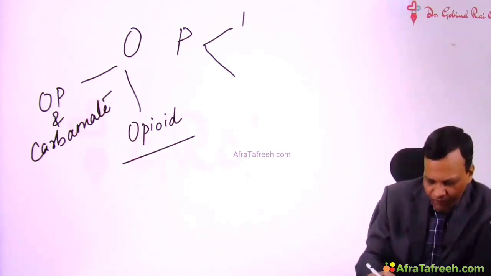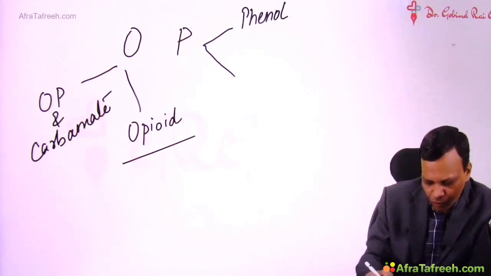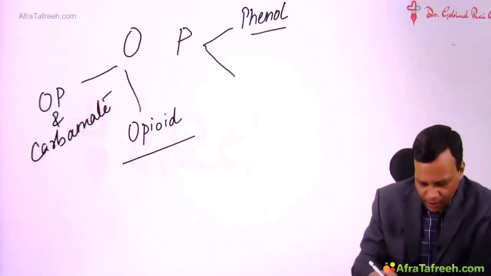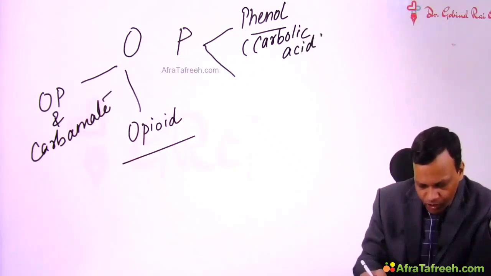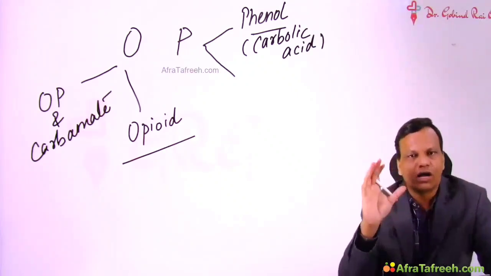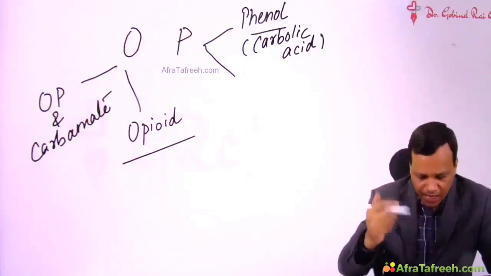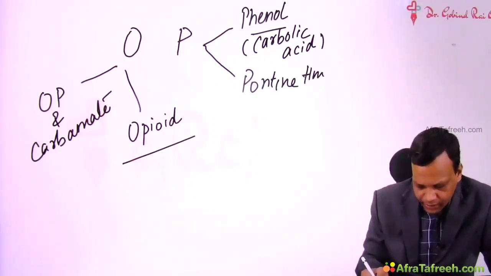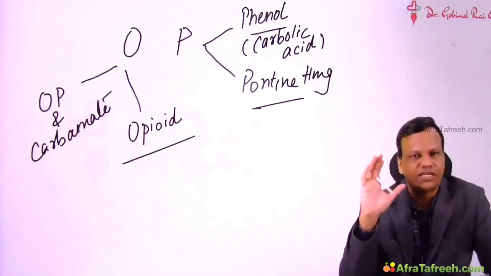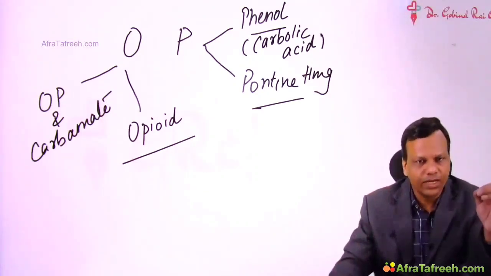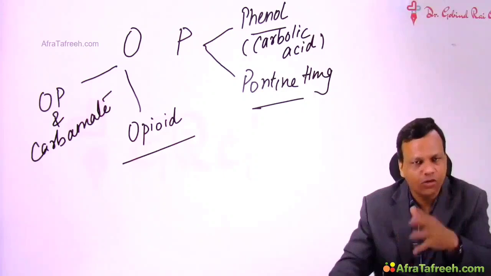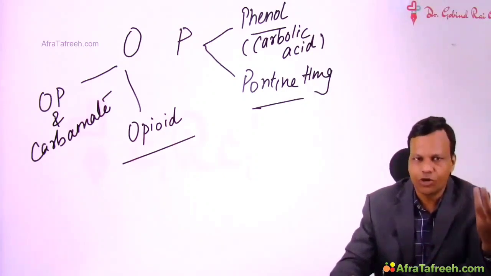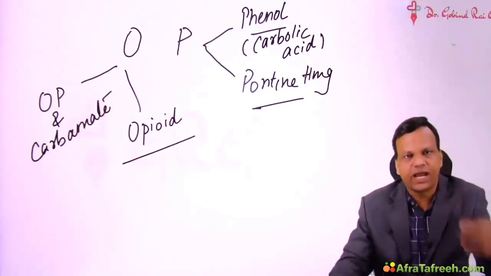Then on P we have phenol poisoning. Phenol poisoning also can cause pinpoint pupil. The other name for phenol is carbolic acid. So pinpoint pupil is also seen in phenol or carbolic acid poisoning. And the last P is pontine hemorrhage. Hemorrhage in the pons area of the brain. So pinpoint pupil can be seen in OP poisoning. OP, O means organophosphate and opioid poisonings. P means phenol poisoning and pontine hemorrhage.